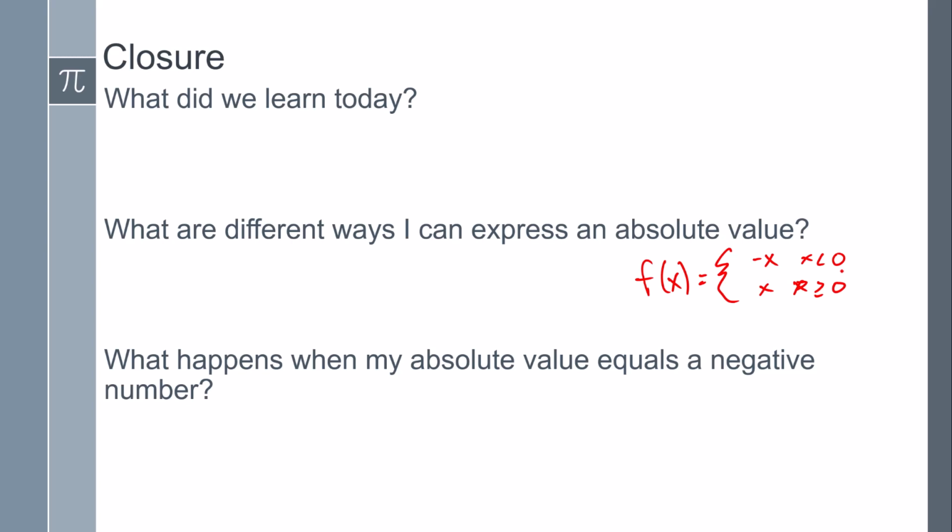What happens when my absolute value equals a negative number? So let's think about that. Can the absolute value of something equal a negative number? What can I plug in that makes it negative? Well, it can't. So if you ever have an absolute value equaling a negative number, and remember the absolute value has to be by itself, you're going to get no solution.